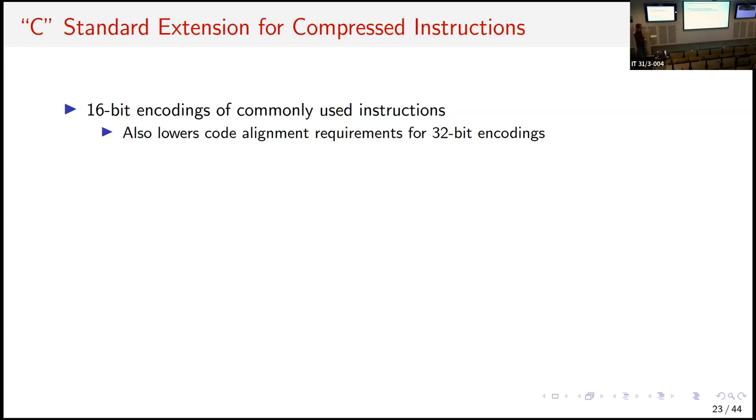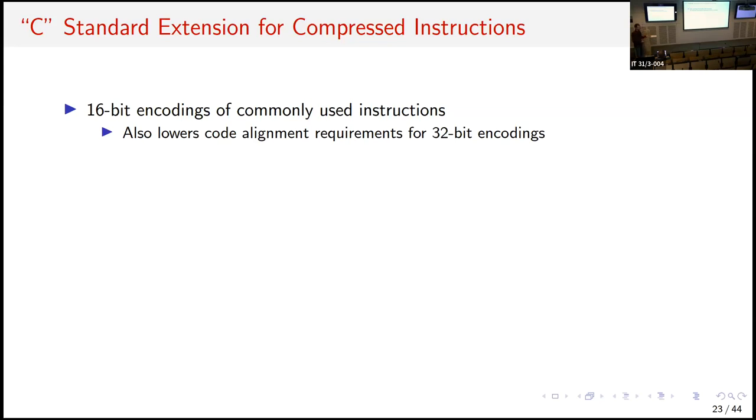So the C extension gets us compressed instructions. So for the most commonly used instructions, we have 16-bit encoding. So we need only half the space. And we lower the code alignment requirements for 32-bit encoding. So basically, this means we can freely mix compressed and uncompressed instructions, no matter how, as long as they are aligned on a 2-byte boundary, everything is fine and the processor somehow has to deal with it. And that makes the code quite a bit denser.